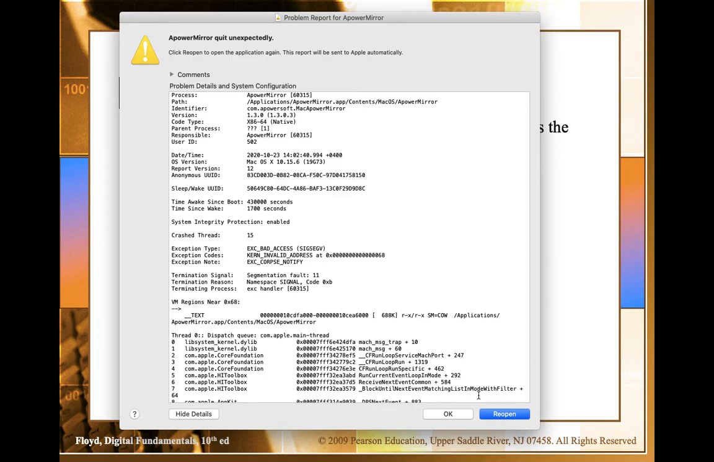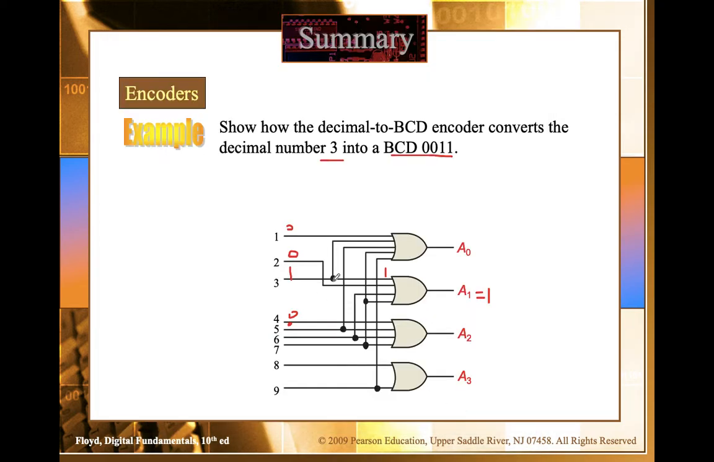Is 3 going anywhere else? Sorry, 3 is going here as well, so this is also 1. Since this is 1, this will be 1 also. So wherever the 3 input is going, only those lines are 1. It is only going two places, in this gate and in this OR gate. These are OR gates, so if one input is high, the output will be high. All other OR gates are only receiving 0, 0, 0, 0, so their outputs will be 0. Simple. Now this is your encoder.